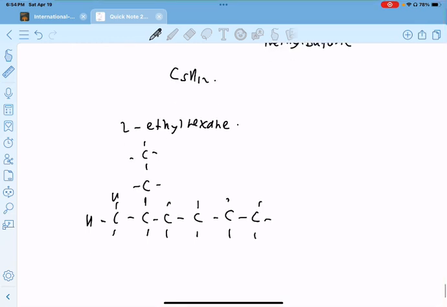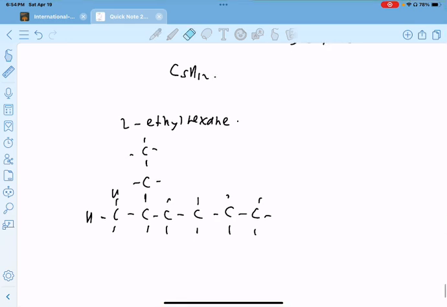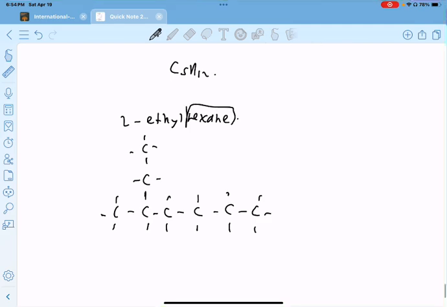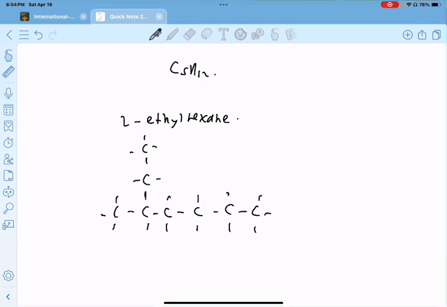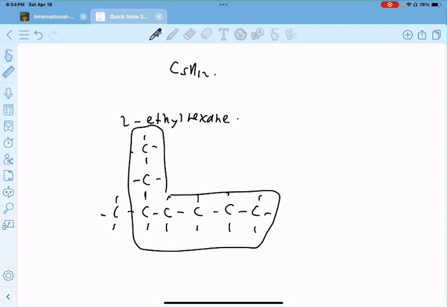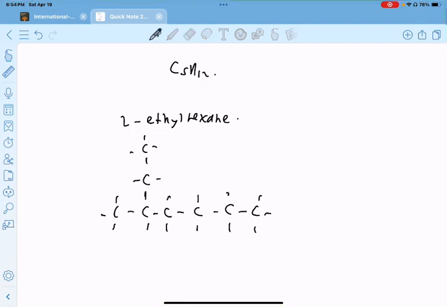Actually, correction here, it's a mistake. 2-ethyl hexane doesn't exist. Why? Because, let me show you something. This is always supposed to be the longest chain, which is this. But it is not the longest chain. This chain has 6 carbon atoms. And this chain will have 7 carbon atoms. So what I've drawn is incorrect. This can come in a multiple choice again. Do not make the same mistake as I just did.